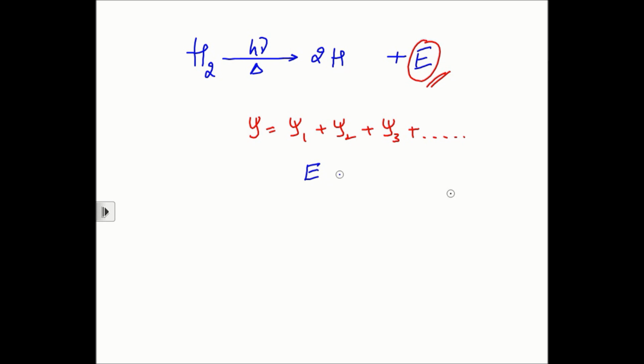If that E corresponds to the energy that is stored in a hydrogen-hydrogen bond, then we can say that this approximation is reasonably accurate. Till then we can't say this approximation is accurate. Do you understand what I'm trying to say?